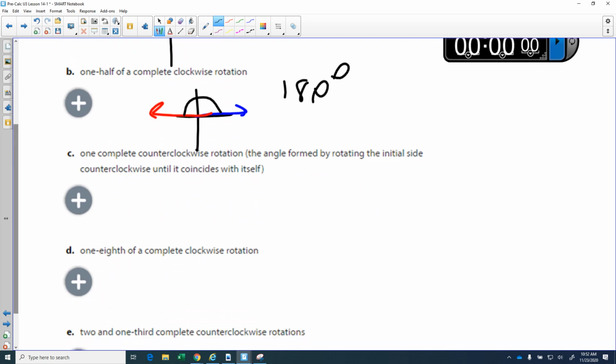And if we continue going on with this, one complete counterclockwise rotation. Once again, the whole idea is that a full rotation is going to be 360 degrees. So what is that going to represent in the long run? If I go one complete counterclockwise rotation, that's all the way around one time. That's a 360-degree angle. Honestly, this one's kind of funny too because our initial and our terminal are going to be at the exact same location because I went one full rotation around.